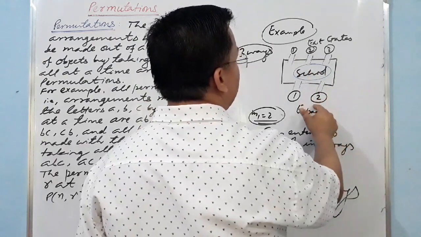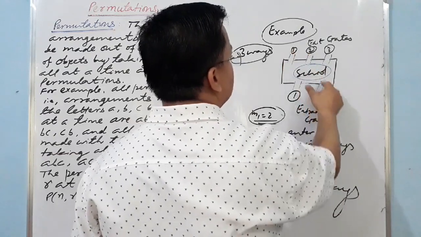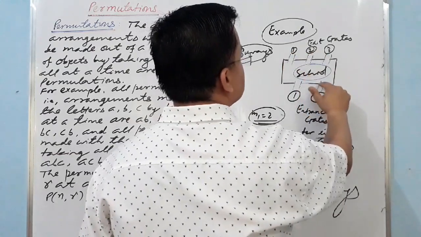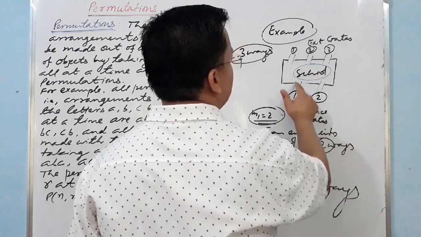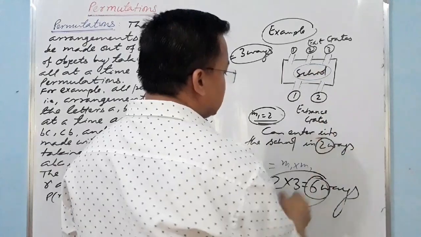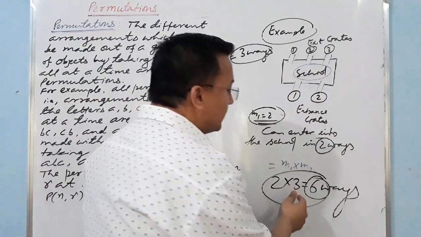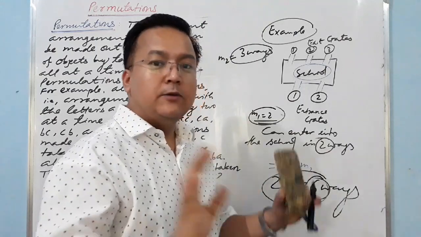Entering from this gate and coming out from this one, using this and this, there are 3 ways, and from the other one also 3. 3 plus 3 is 6, so the total is 6. And by using the fundamental principle of counting, we also got 6. Right? Now I think you are clear.